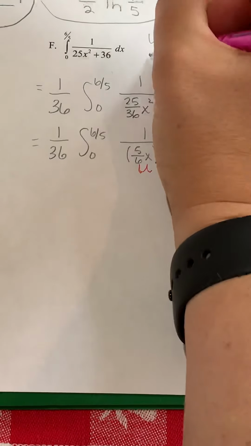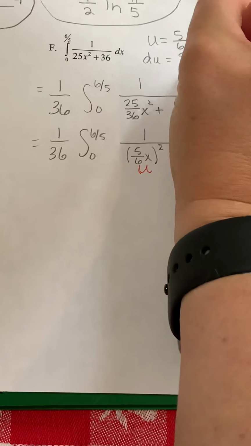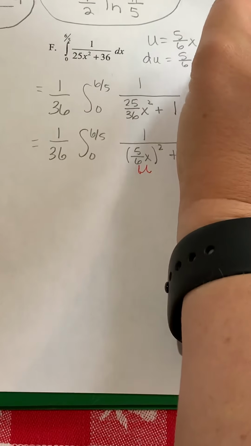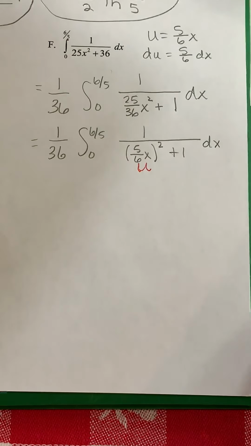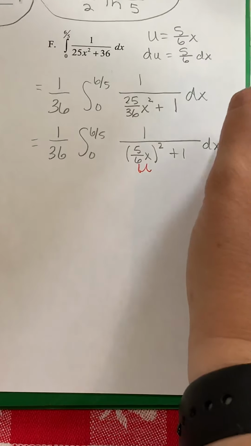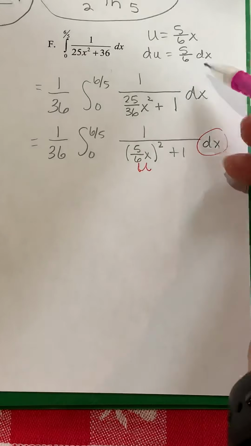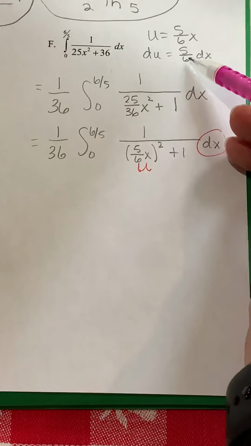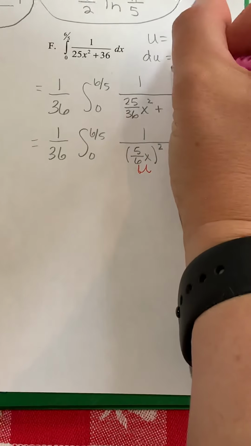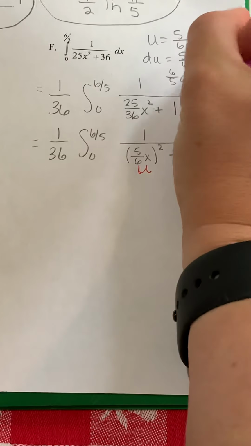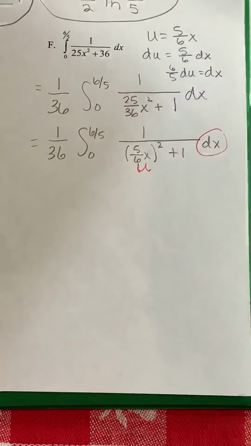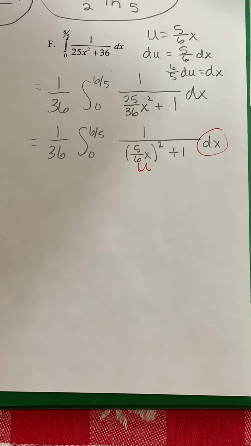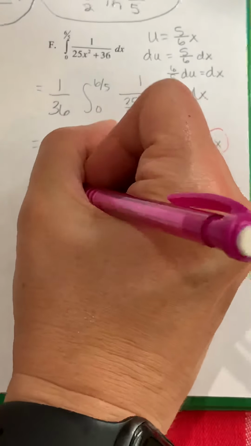If I look at du, I'm going to get 5/6 dx. Now we know the only thing outside of there is dx. So if we clean this up, we need to multiply by the reciprocal, so we get 6/5 du is equal to that dx expression. All right, we're ready for the substitution.